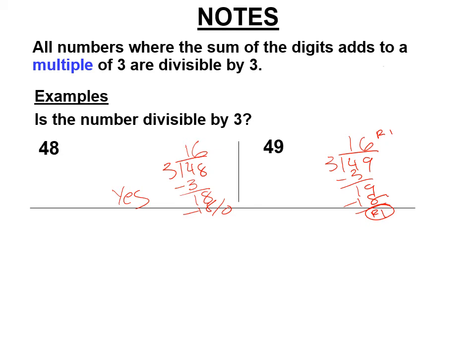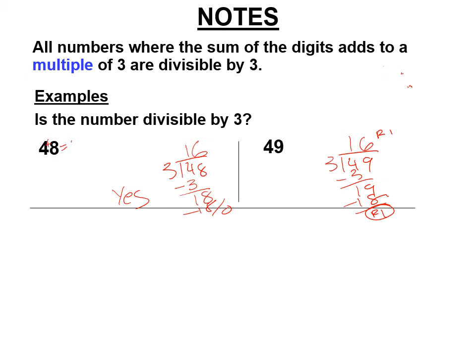You can look at a number and you know if it ends in a 5 or a 0, it's divisible by 5. If it ends in a 0, it's divisible by 10. Is there some sort of trick like that for 3? There is, and this is it.